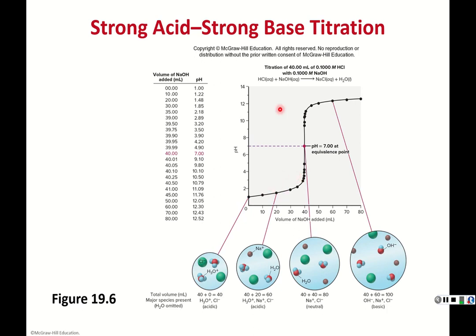But as you're adding that base, that OH is going to react with the H+, and eventually you're going to reach a point here at pH 7 where you've added the same amount of moles of base that you have of acid, and you'll reach the equivalence point. Okay, so the pH goes up very, very high near that equivalence point. And then as you're adding more base than acid, you overshoot it, and your pH gets very high and starts to plateau out.